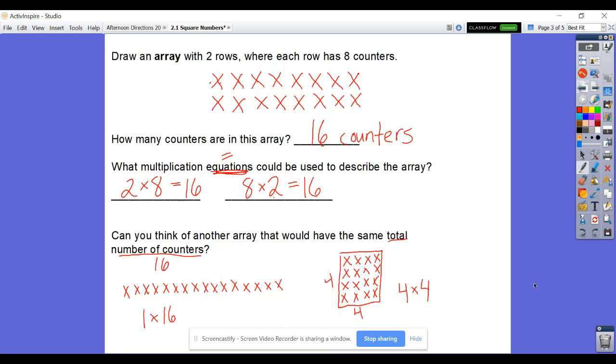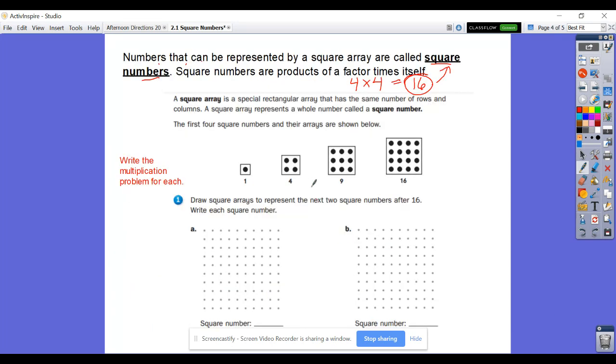I'm just going to go back for a second. If I looked at the 2 by 8, that would have been rectangular, right? A rectangle in shape. You can see that now if you didn't before. So a special type of rectangular array is a square. Square arrays represent a whole number called a square number.